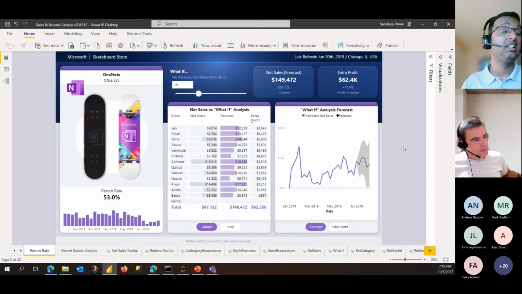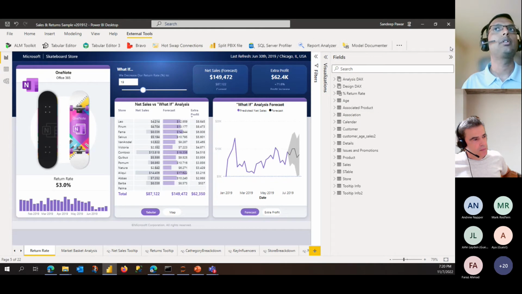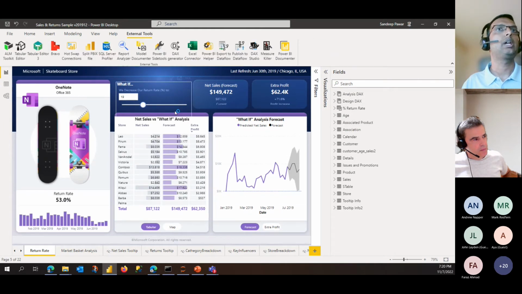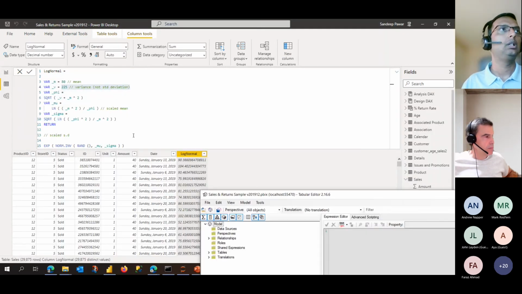Like I said, I'm in the process of writing a blog on that, but I'll give you a sneak preview. What you would do is open this in Tabular Editor. Actually, let's go to Tabular Editor, and I forgot where I created that. So this was in the sales. Okay, let's go to sales, for example.